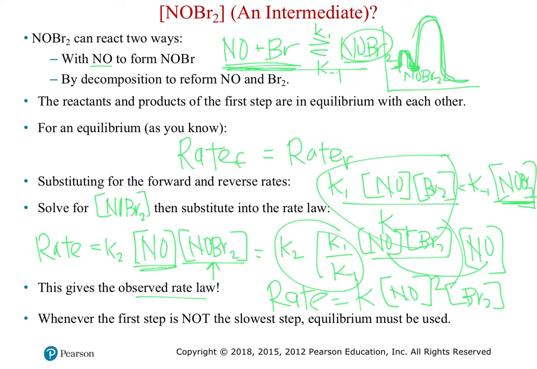So whenever the first step is fast and the second step is slow, we use this equilibrium of the first step to solve for the intermediate and then plug that back into the slow step rate law.